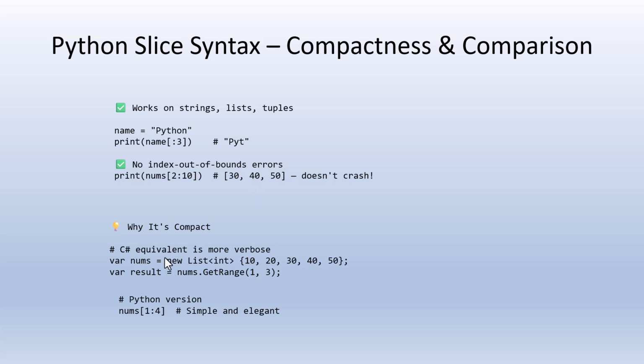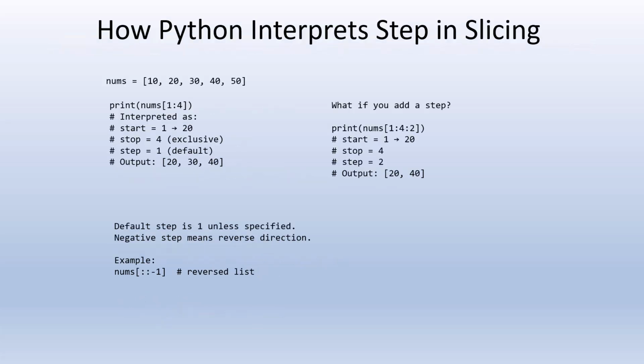The C# equivalent is more verbose, like variable numbers is new list of integer 10, 20, 30, 40, 50, and result is nums.GetRange 1 to 3. And the Python version is simple and elegant, nums just 1 to 4. Okay, so start is 1, stop at 4. So this is inclusive, this element is exclusive, and it is simple and elegant.